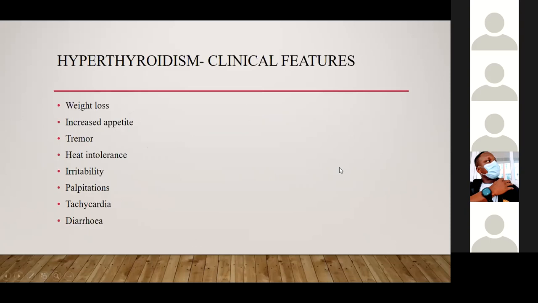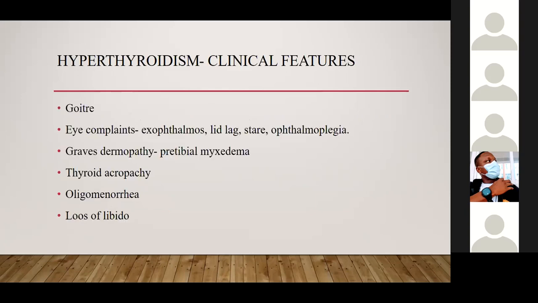The clinical features will be the opposite of hypothyroidism. In this case, there will be weight loss, increased appetite, the patients will have tremors, heat intolerance, they will be very irritable, heart rates will always be high, patients will have palpitations, and diarrhea. They will also have goiter, as we've seen, especially in Graves' disease. They have eye complications, so the eye pops out, what we call proptosis or exophthalmos. When they look at you, it's like they are staring at you, but it's because the eyeball is just out.